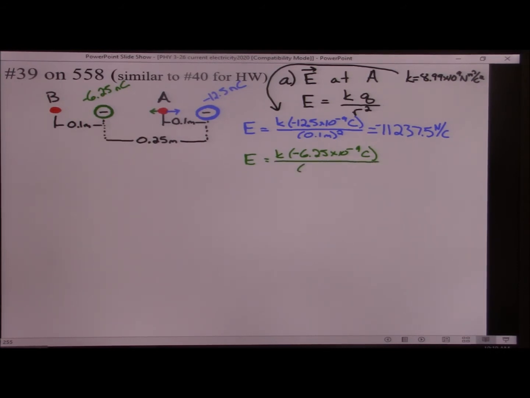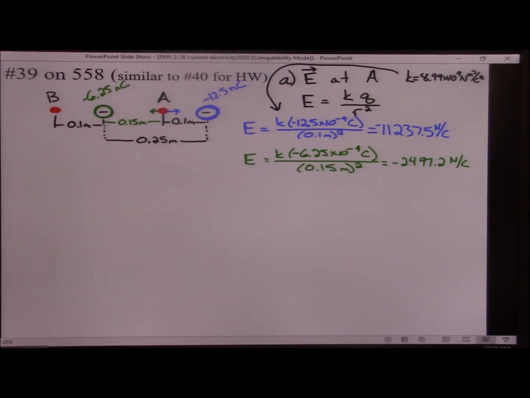And we're going to divide that by a different distance. So the distance between the blue charge and the green charge is 25 centimeters. From A to the blue charge is 10 centimeters. That means this distance right here is going to be 0.15 meters. Plug that in, and we'll find negative 2497.2 newtons per coulomb.